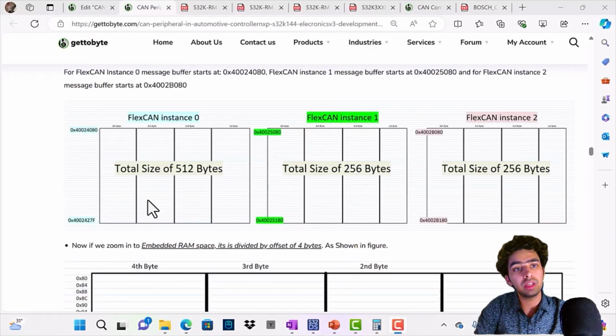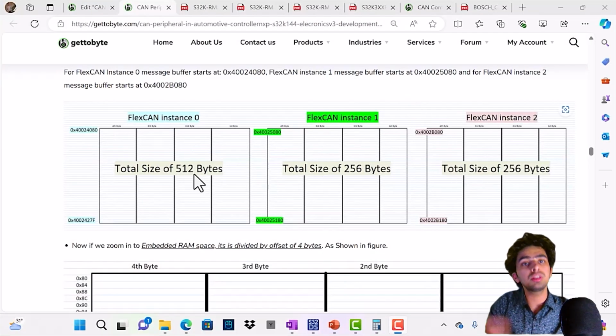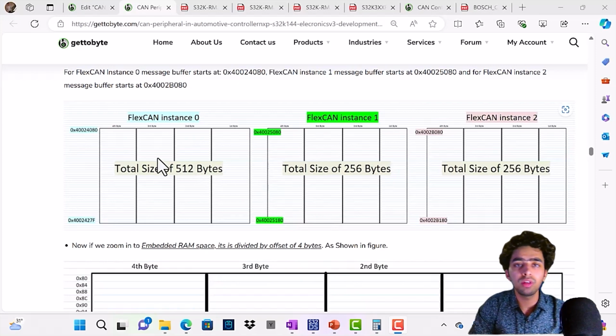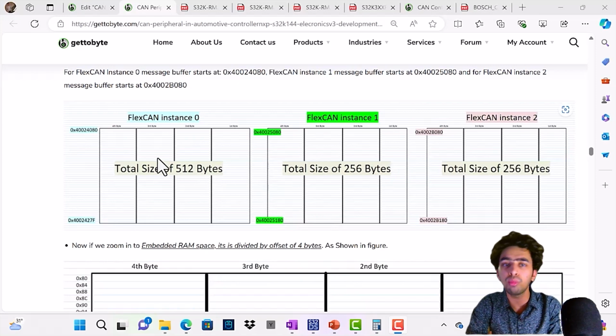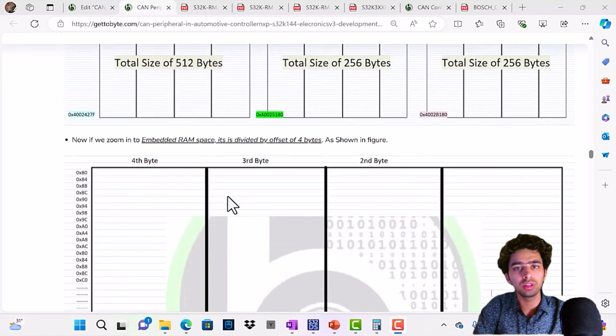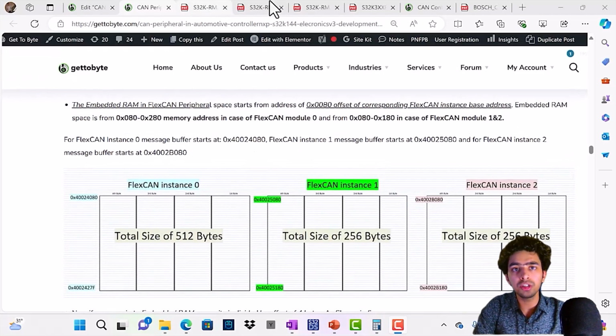This is the memory area on which our CAN data processing is going to happen. By processing of data we mean CAN transmission, reception, mailbox configuration, FIFO configuration, and all those things. Okay, now from the datasheet, how did we get this information?